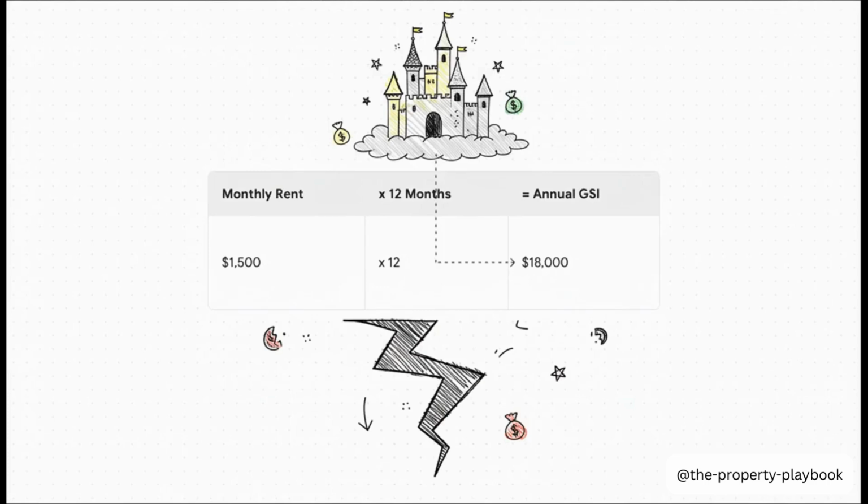So for the property we're looking at today, let's say the rent is $1,500 a month. You just multiply that by 12 months, and that gives us a gross scheduled income of $18,000. Easy enough, right? But, and this is a big but, this number is a fantasy. And if you invest based on fantasy, you are going to lose money fast.